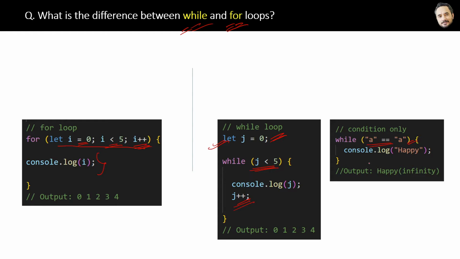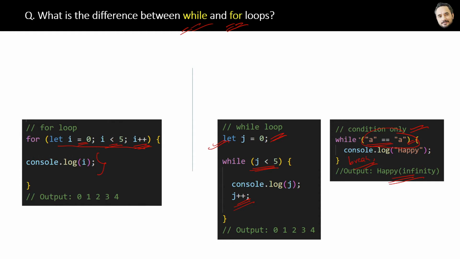Here there is no dependency on initialization of numbers or increments, just a condition is enough. But be careful, this will keep printing the output because the condition is always true. In real world applications, we use a break statement to break the while loop in such circumstances. Okay, you got it right.